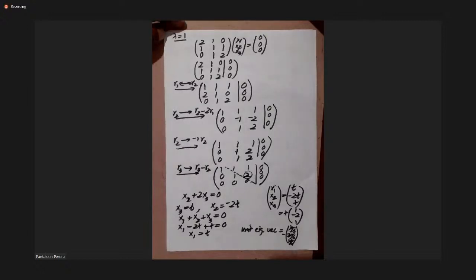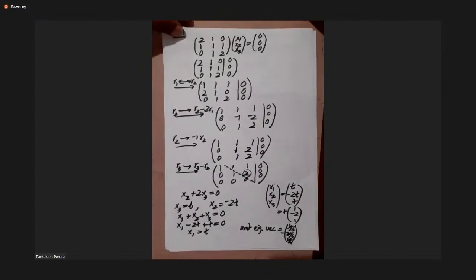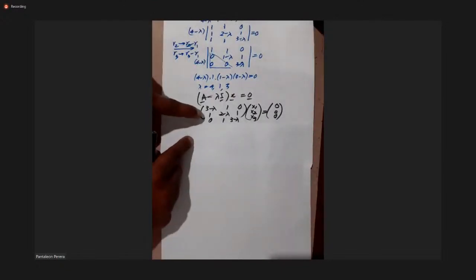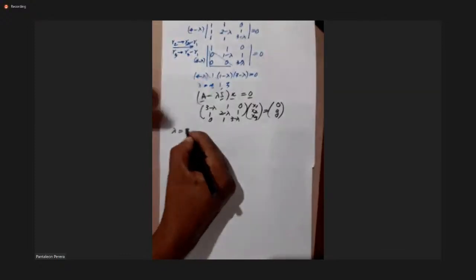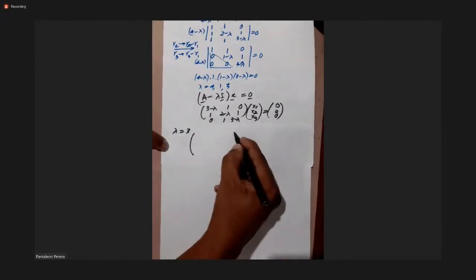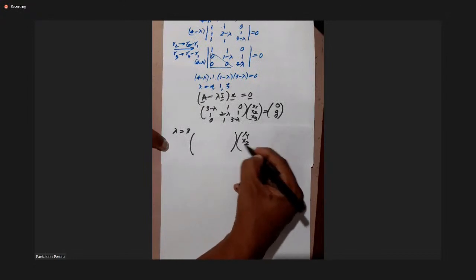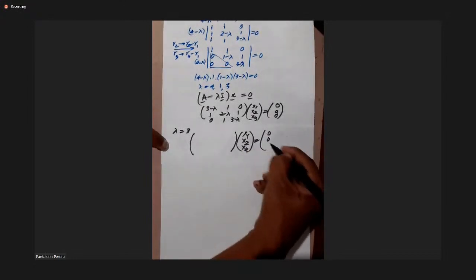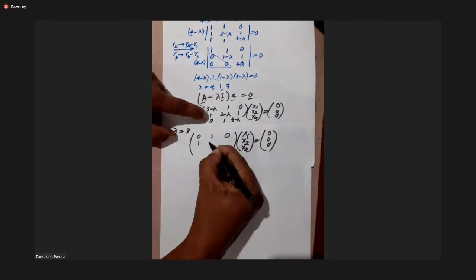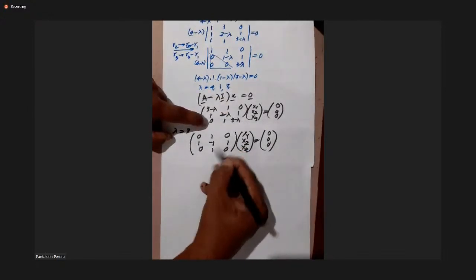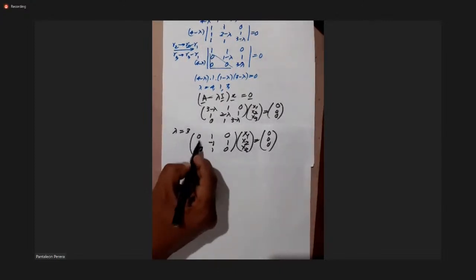Right. I think that's enough, right? Now, again, this is what we use to find the eigenvectors. When lambda is 3, substitute the values here: this is 1, minus 1, 1, 0, 1, 0. That's easy. You interchange these two.